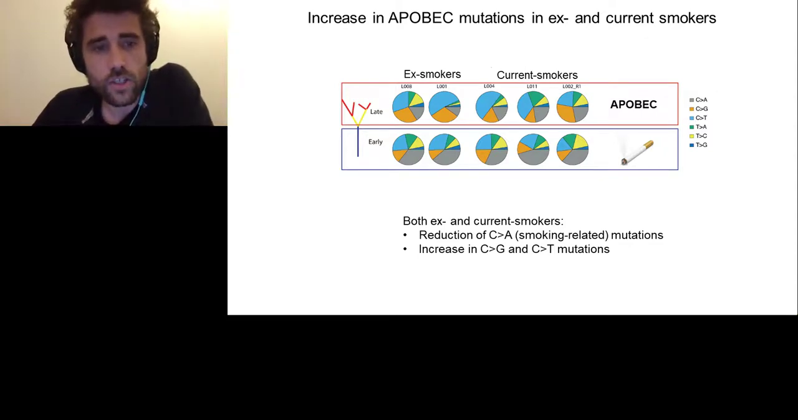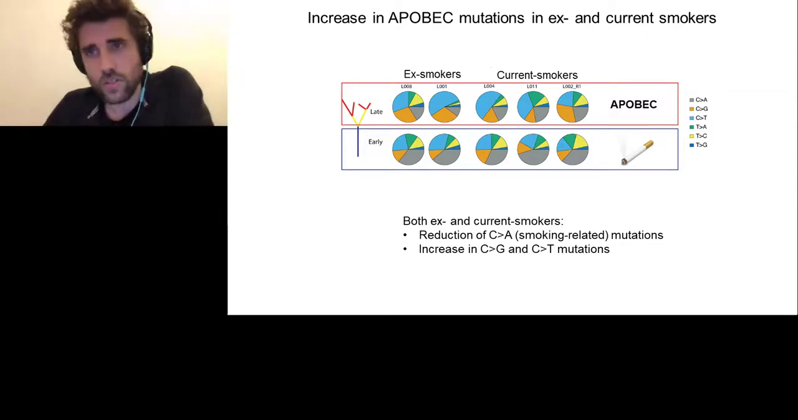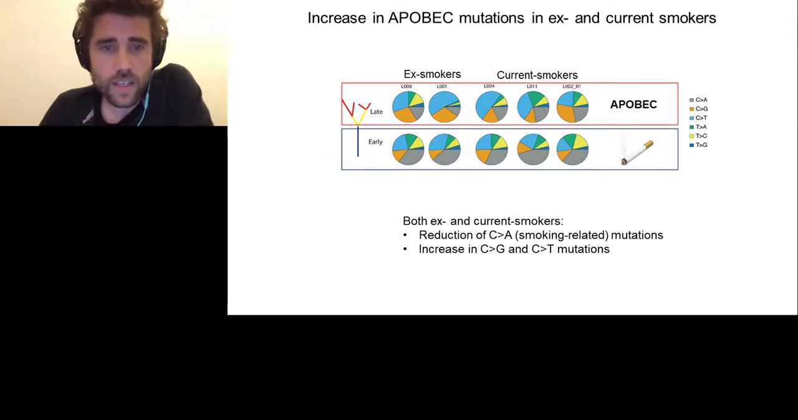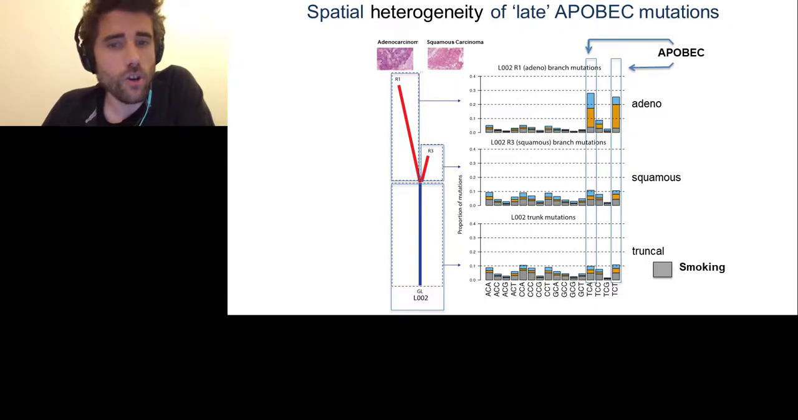So this suggests we're getting a difference in mutational processes over time, but we can also look in space. And in one tumor here, we had regions from a squamous cell carcinoma and a region from an adenocarcinoma. And here, when you look at, again, the trinucleotide context, you can see that we see APOBEC, particularly in the adenocarcinoma region, but not in the squamous cell carcinoma region.